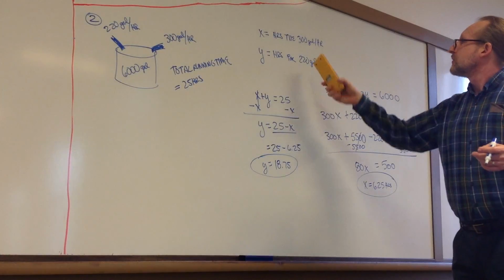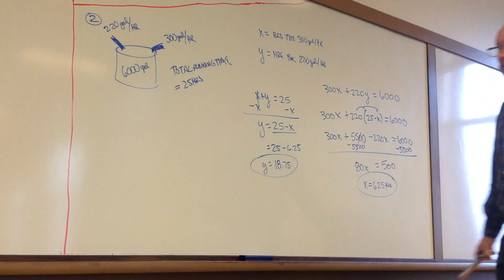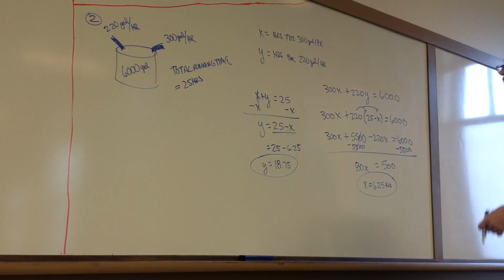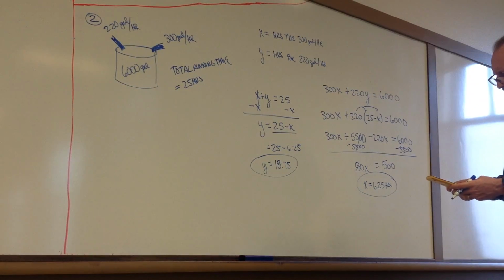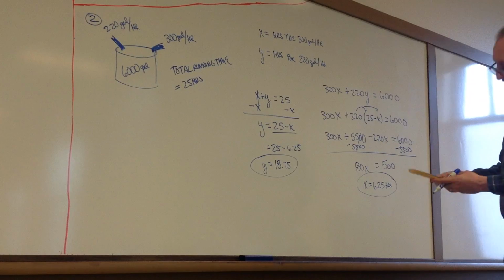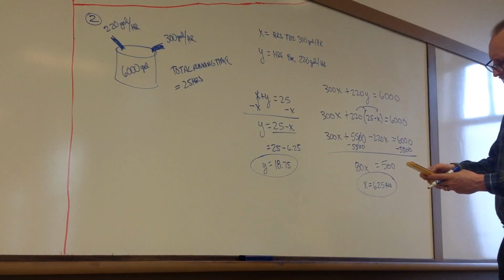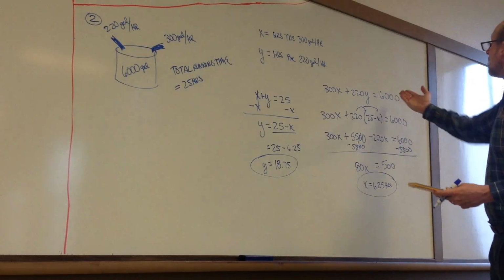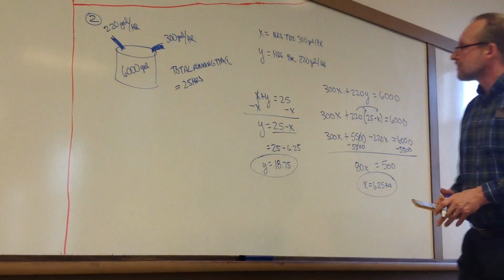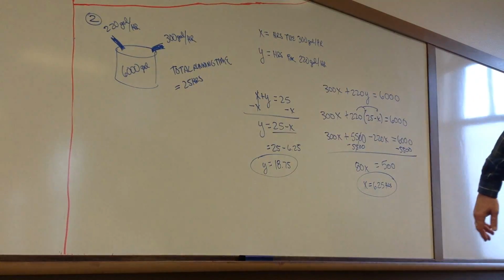The y, the 220 gallons, has to run for 18.75 hours. And if you take these two numbers and you go 6.25 times 300 plus 18.75 times 220, that should give us the 6,000 gallons. Okay, so we've answered the question.